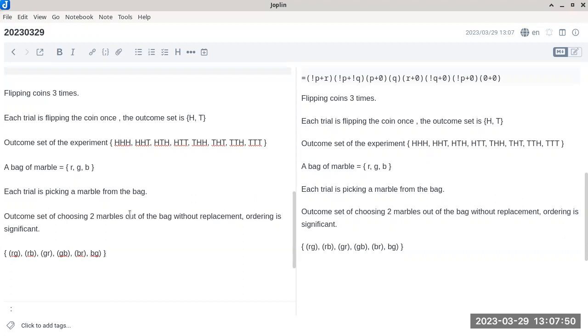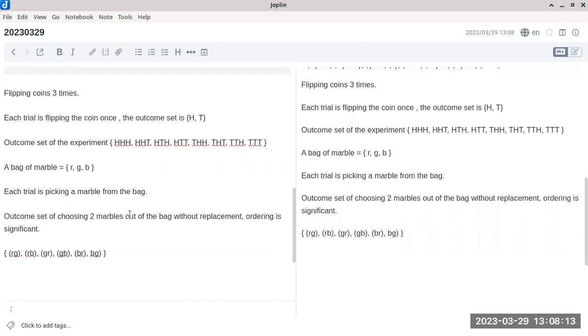What are we doing for each step or each trial? Do we have replacement? In other words, once we take something out of the bag, do we put it back into the bag before we choose the next marble? And is ordering important? Because whether ordering is important or not has a lot to do with the outcome set. So to understand that part, let me set up another experiment. And it is very much the same as the original one.